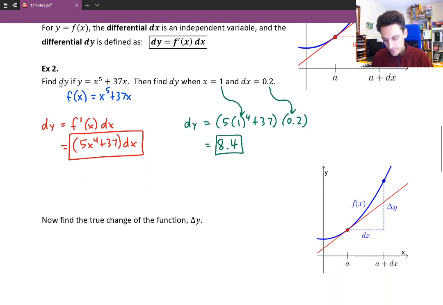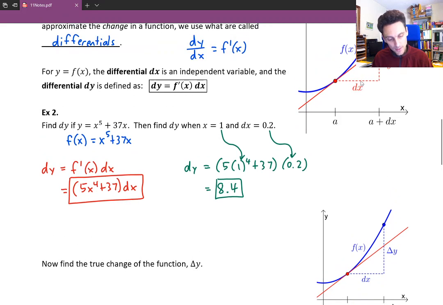Now the second part of example 2 says, find the true change of the function which is represented by delta y. So delta y is representing the actual change in the function values. dy just represents, if you move to the right by dx, how far you'd have to move up to get to the tangent line. So that's the change in the tangent line, you might say. Whereas delta y says if you move over to the right by dx, delta y represents the change in the y values up to the actual function itself.